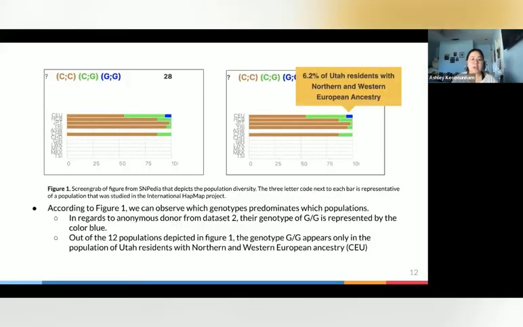To continue off that, this figure shows the 3 different genotypes that we saw in the previous slides, depicted by the colors orange, green, and blue, and what percentage of a particular population has this genotype for this SNP. We see that a genotype of GG, which is designated by the color blue, is only found in one population, which is the CEU population. The CEU population refers to Utah residents of Northern and Western European ancestry.